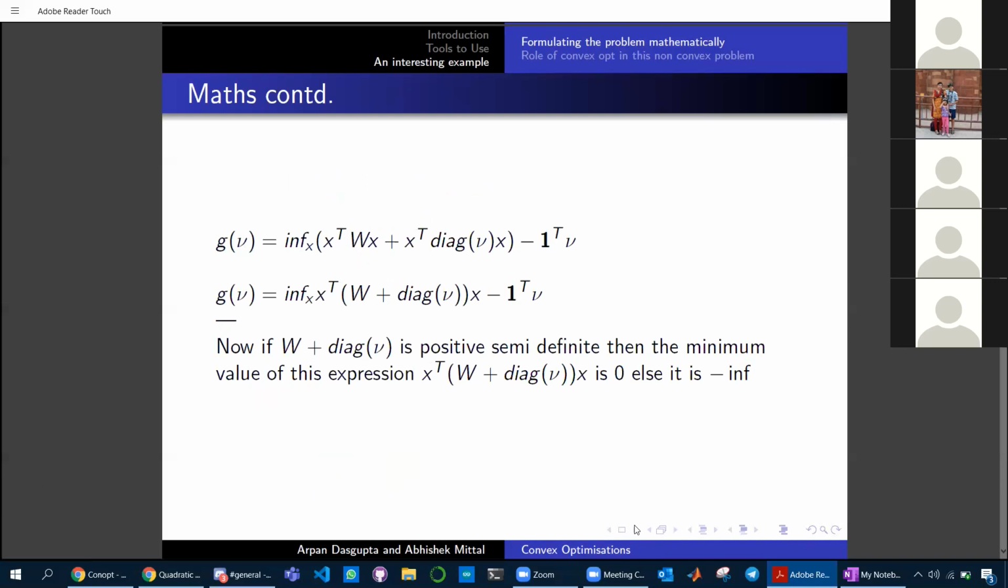Now that I've done the substitutions, I can rewrite this by taking x transpose and x common out. If you notice, this actually turns out to be a quadratic form. And its infimum over x will be decided based on whether this W plus diag of nu is positive semi-definite or not. What I'm claiming is that if it is positive semi-definite, then the minimum value of this expression has to be 0. But if it is not positive semi-definite, then it would be minus infinity.